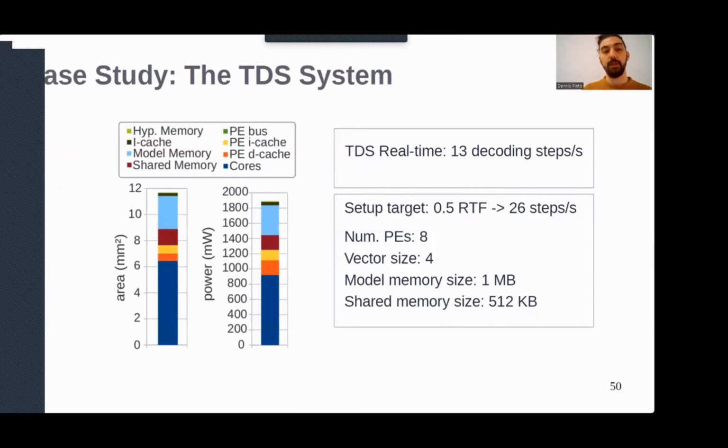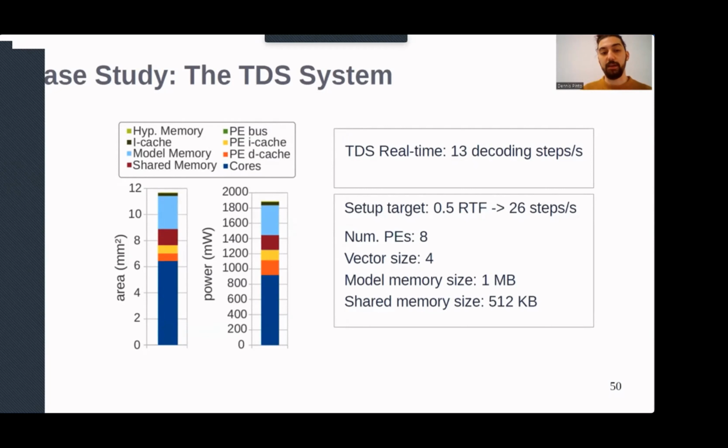In order to obtain real-time decoding with this system, we have to perform at least 13 decoding steps per second. So we tested different configurations of the units and finally decided on a configuration that provides 0.5 real-time factor performance. In other words, twice the minimum performance for real time, that is 26 decoding steps per second. This configuration contains 8 cores in the core pool. The vector units of the cores have size 4.